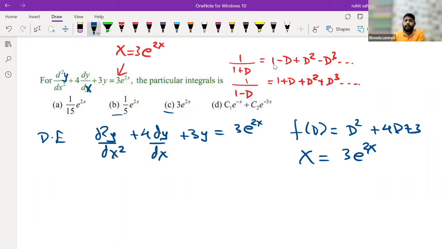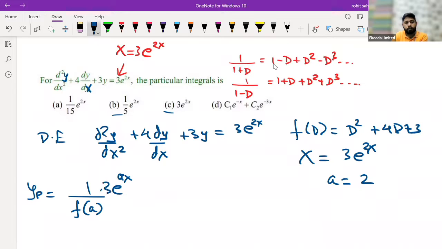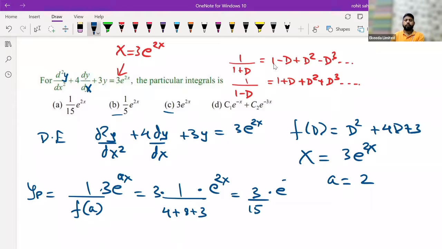ओके, 3e टू द पावर ऑफ 2x आया है, और यानी कि a की वैल्यू अब 2 हो गई. ठीक है, तो यहाँ पर जो पर्टिकुलर सॉल्यूशन आना चाहिए वो हमने अभी पढ़ा है 1/f ऑफ a, e टू द पावर ऑफ ax, और यहाँ पर एक कांस्टेंट भी है वो है 3. तो 3 का कांस्टेंट जैसा है वैसा रहेगा. दैट मीन्स 3 टाइम्स ऑफ 1/a के बदले अगर आपने डाला 2, सो 2 स्क्वायर इज 4 प्लस 4 टाइम्स ऑफ 2 इज 8 प्लस 3, और यहाँ पर आ गया e टू द पावर ऑफ 2x. So 3/15, so it is 1/5 e to the power of 2x.